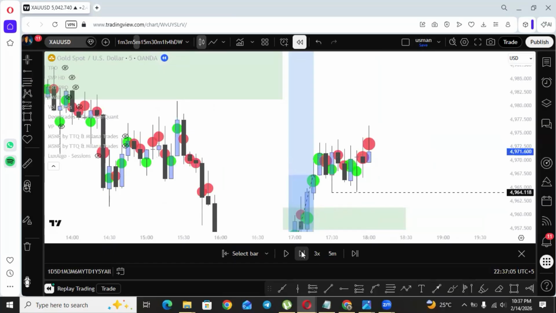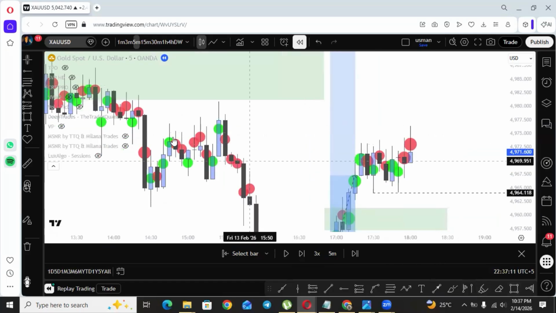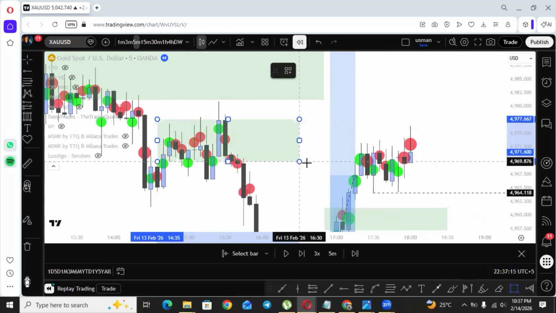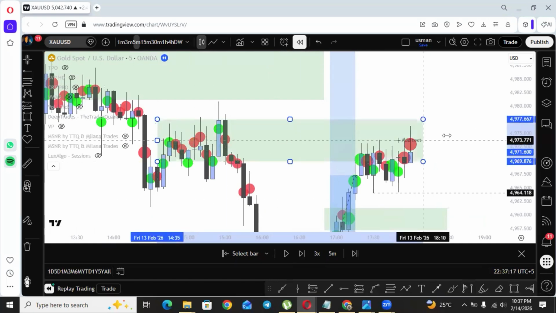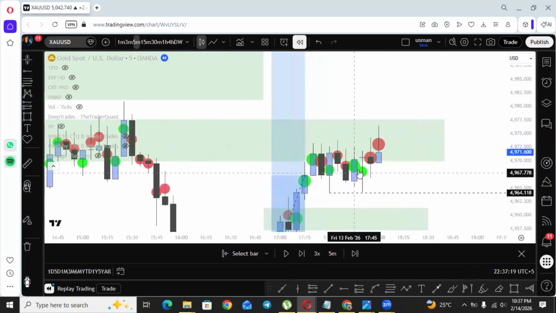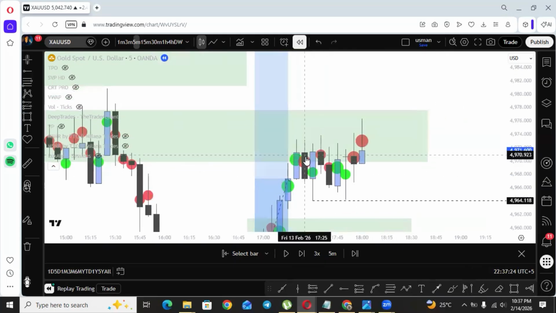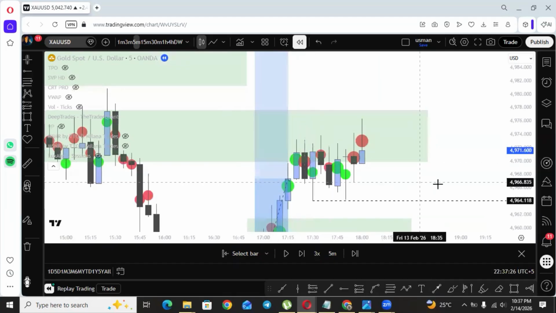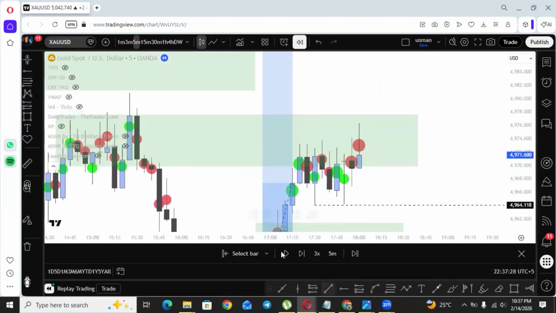Sellers again trying to push down. Buyers trying to push up, sellers are trying to stop them at this level, because these areas are the important areas where the war happened previously between buyers and sellers, and now that's why market is ranging at this point, and you knew what's happening behind every candle. So you are reading every candle, and let's play it again.